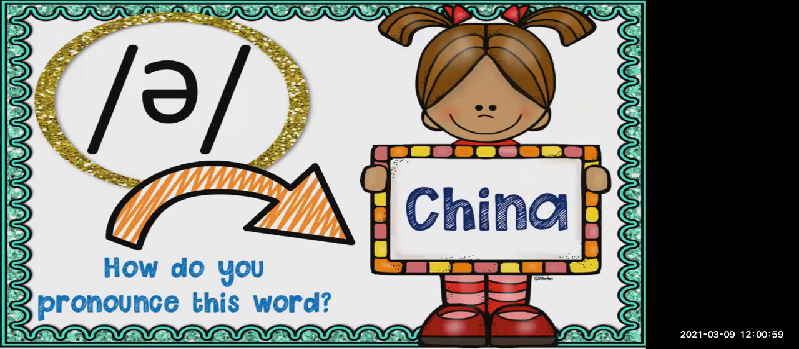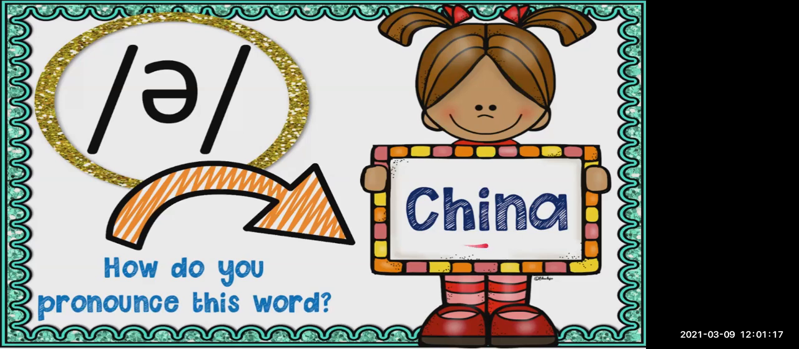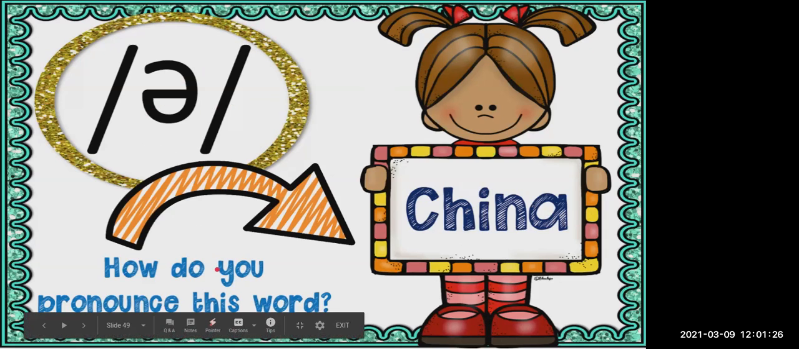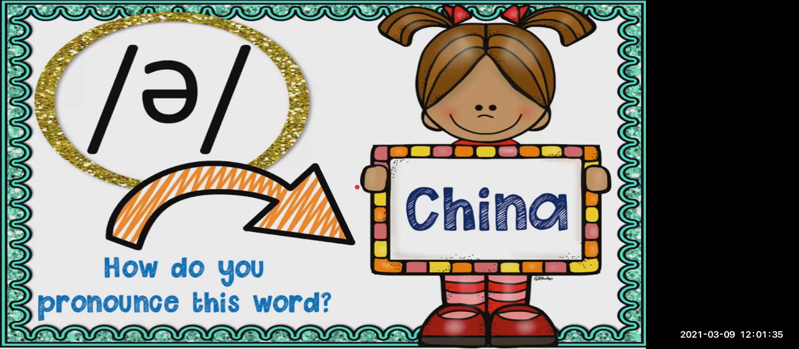Look at this word. What about this word? How do you say that? We could say "ch-ine" or "chine." Does that sound right? What about China? So the A at the end of the word is the schwa sound. Sometimes when you have an A at the beginning, like afraid and about, or at the end, like in China, it usually has the schwa sound instead of "a."